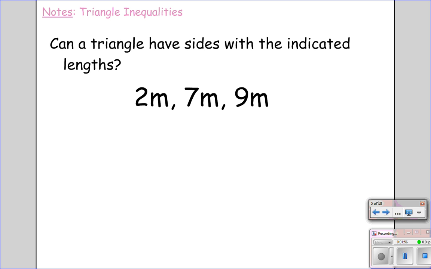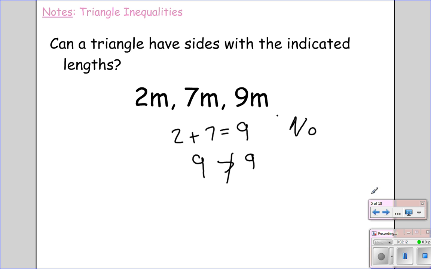Try this one out real quick. See if these three lengths would form a triangle. So my two smallest are 2 plus 7. Well, 2 plus 7 is 9. Is 9 greater than 9? Well, 9 equals 9, but it is not greater than. So this would actually not form a triangle.